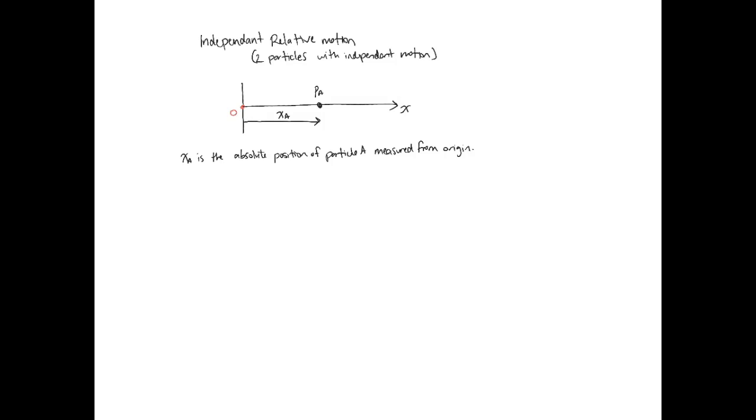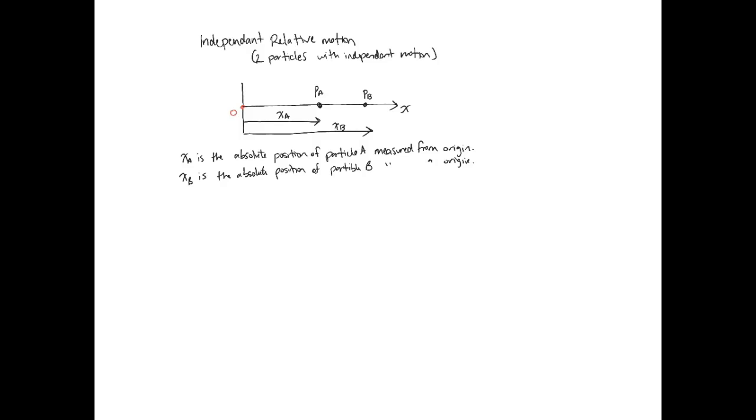But let's say we introduce that second particle, we'll call it particle B, and it's here. The absolute position of particle B will come from the origin and would be this distance here. This would be xb. So xb is the absolute position of particle B, measured from the origin.